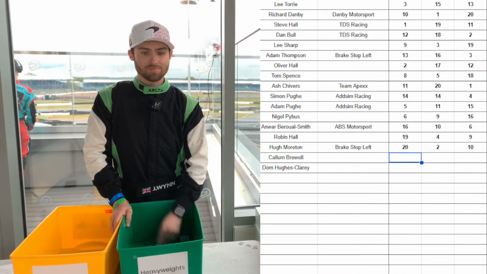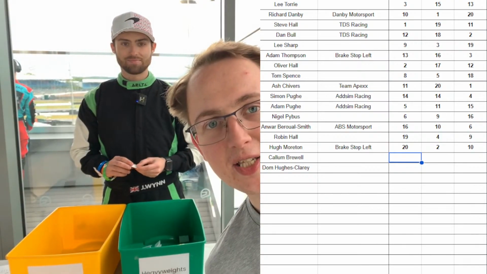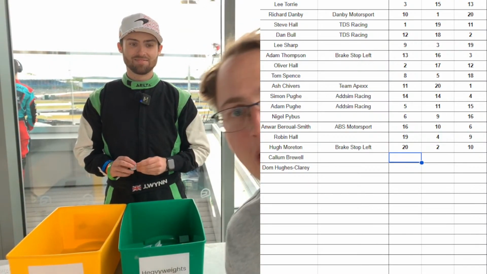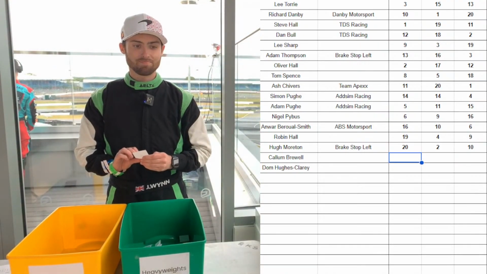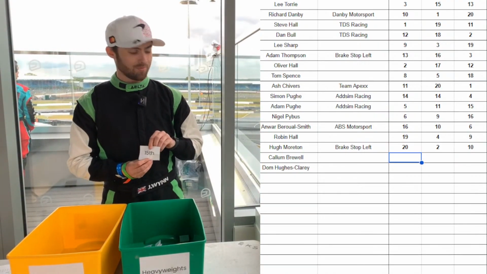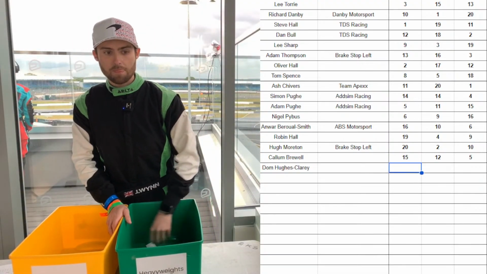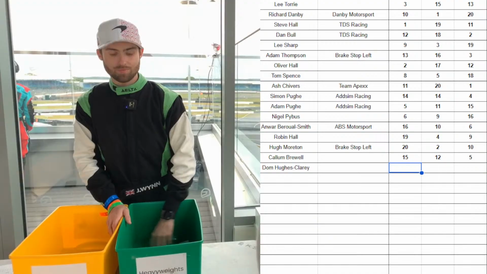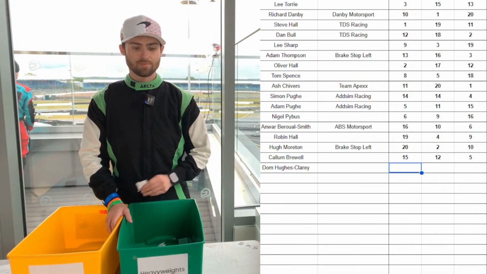Next up then we've got Callum Brule, the Williams F1 brake mechanic, I think he is at the moment. He's working within the engineering department of Williams F1, so if anything goes wrong on the Formula 1 car, it's his fault. He is starting his first heat from 15th. That then means that Callum will be starting his second heat from 12th position, and his third heat will start up in 5th.